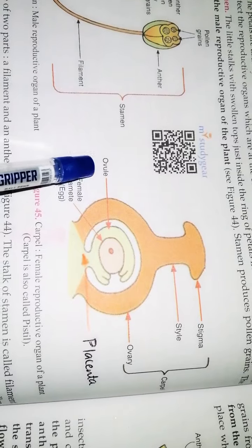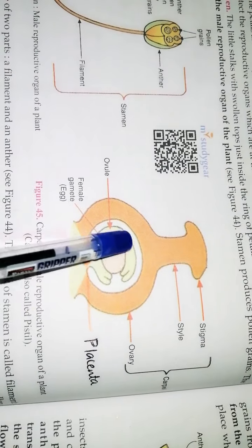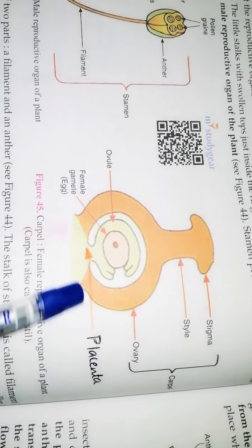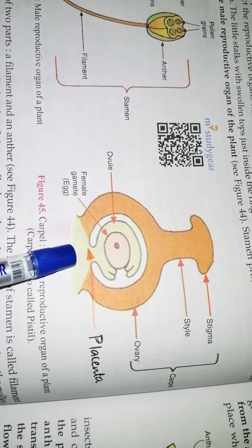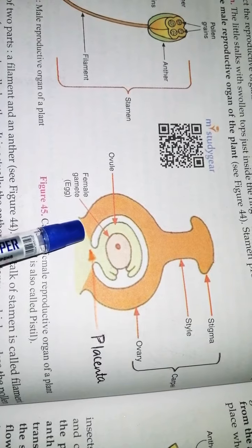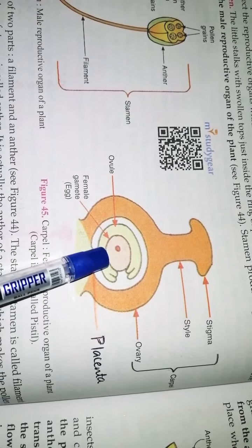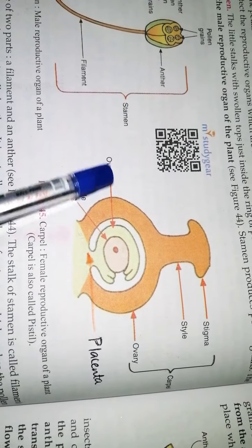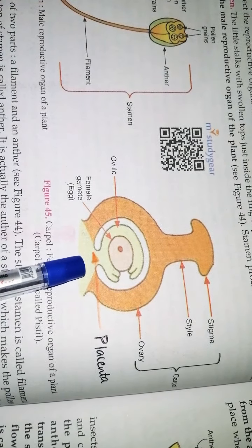Now the ovary contains ovule and they have female gamete known as the egg. Here placenta is the attachment between the ovary and the ovules. Okay, the attachment between ovary and ovule is known as placenta.